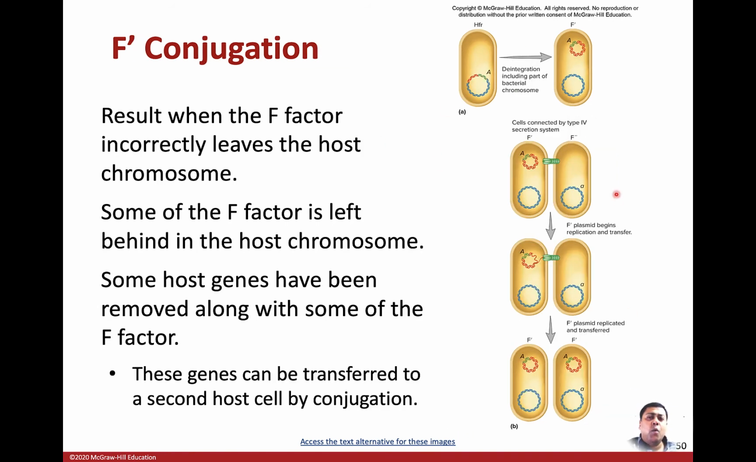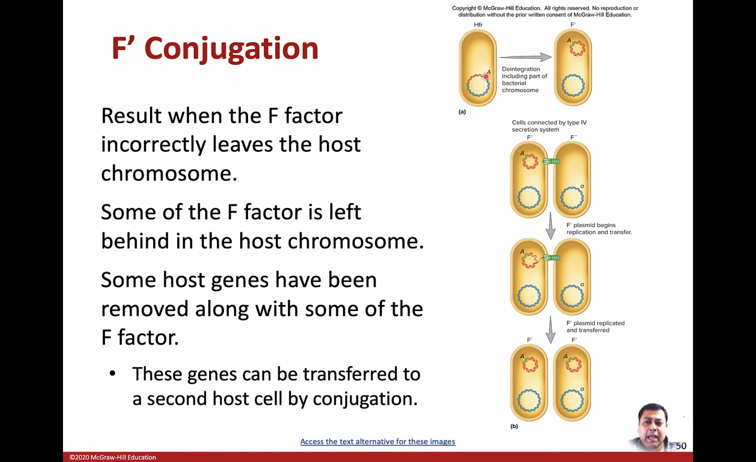So next, we are looking at another extension of this same process, which we call F prime conjugation. This results when the F factor incorrectly leaves the host chromosome, and some F factor is left behind in the chromosome, and some host genes have been removed along with the F factor. And these genes can be transferred to a second host cell by conjugation. So by all means, F prime conjugation is a defective way to transfer the F factor. So here we are looking at the deintegration, including a part of the bacterial chromosome.